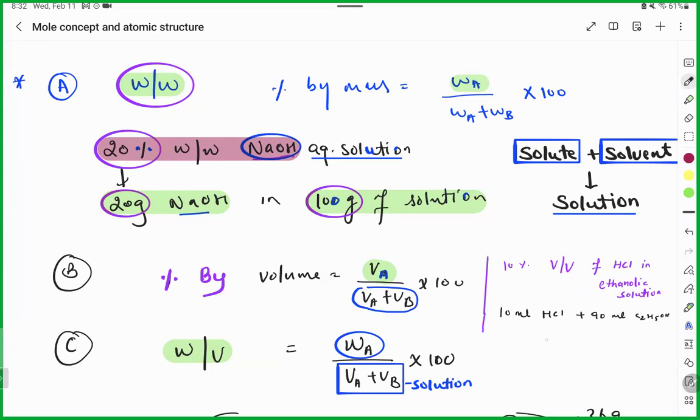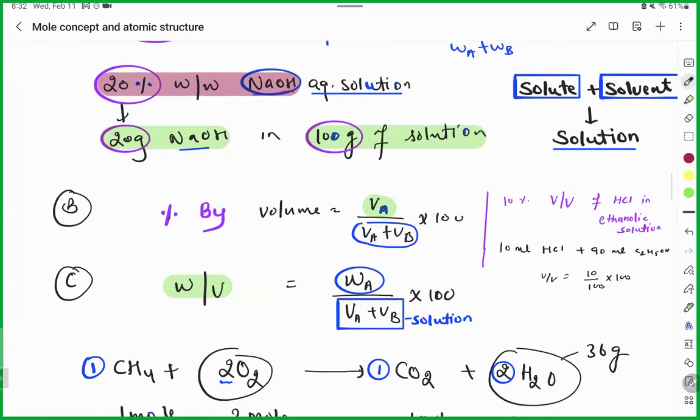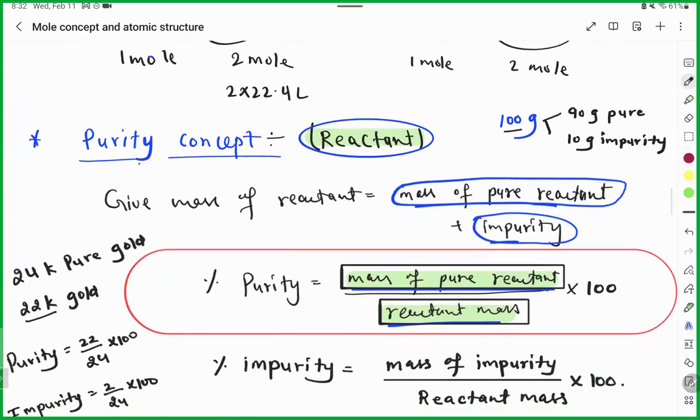If you calculate volume by volume percentage, how to calculate for HCl given mass? Divide by total 100, multiply by 100. This is how you calculate percentage. Any doubt? Nobody will ask you a direct question. The question will be asked from your solution chapter while you are solving your mole fraction. There you will utilize this.